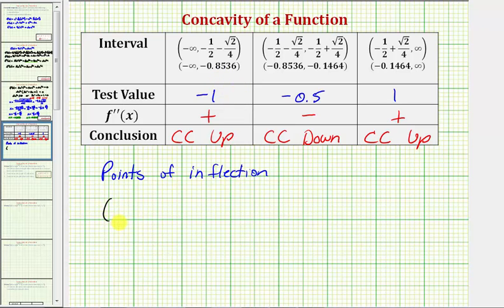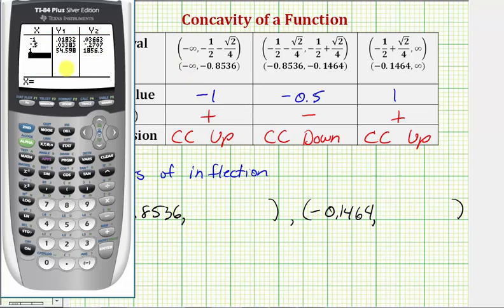So for the first point of inflection, the x-coordinate is approximately negative 0.8536. We'll have to evaluate the original function to determine the y-coordinate of this first point of inflection. The second point of inflection has an x-coordinate of approximately negative 0.1464. And again, we'll have to evaluate the function at this x value to determine the y-coordinate. And let's go ahead and do this using the graphing calculator.